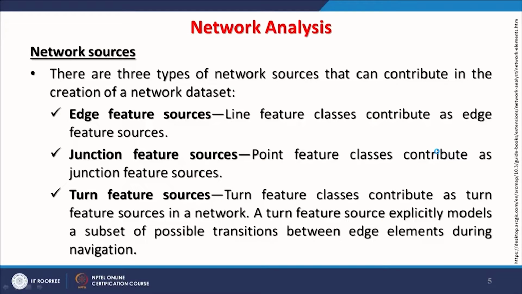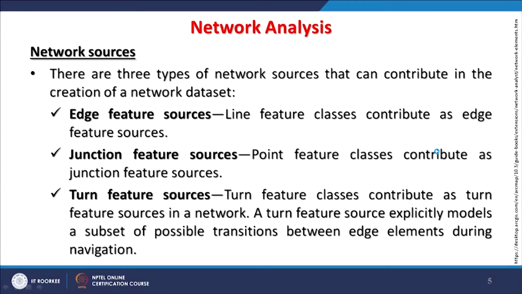Now, what are the network resources which have to be used? There are three basic types of resources that can contribute to the creation of a network dataset. The first one is the edge feature sources, another one, obviously as per the elements, is the junction feature sources, and the third one is the turn feature sources. So, individually these sources allow us to model things and predict things.